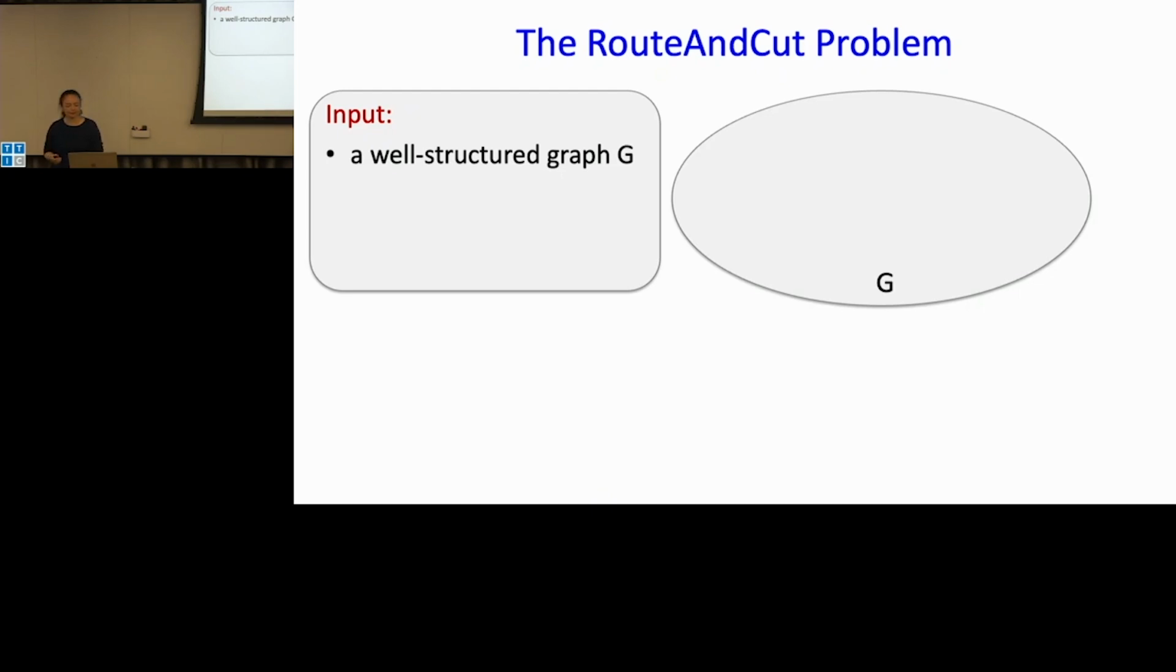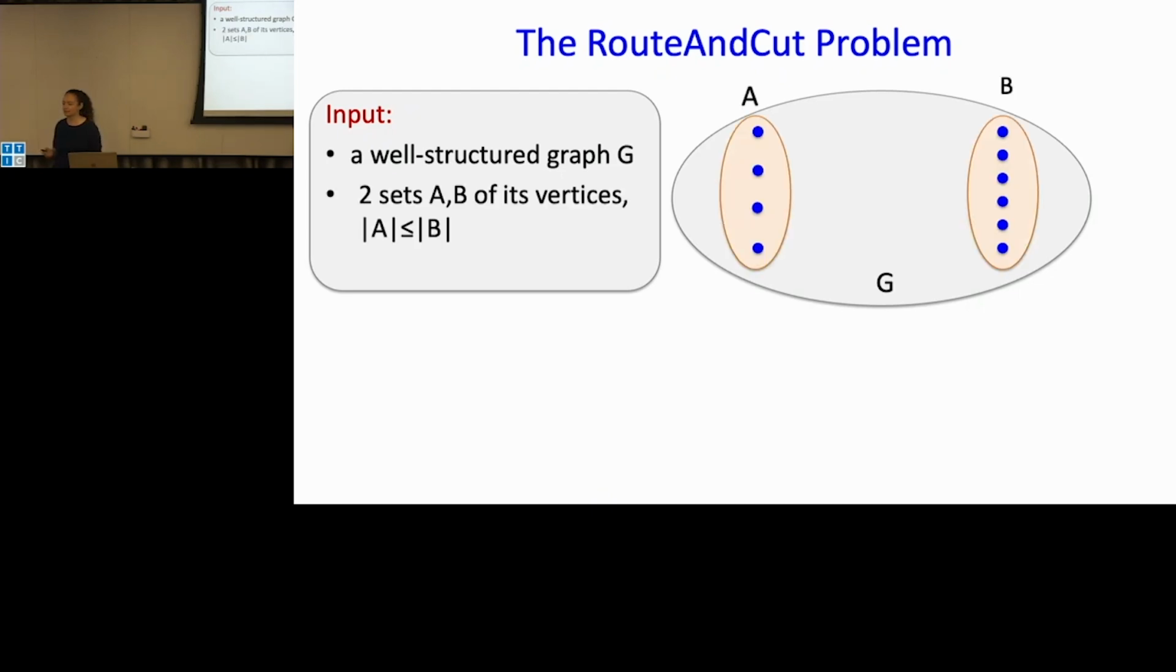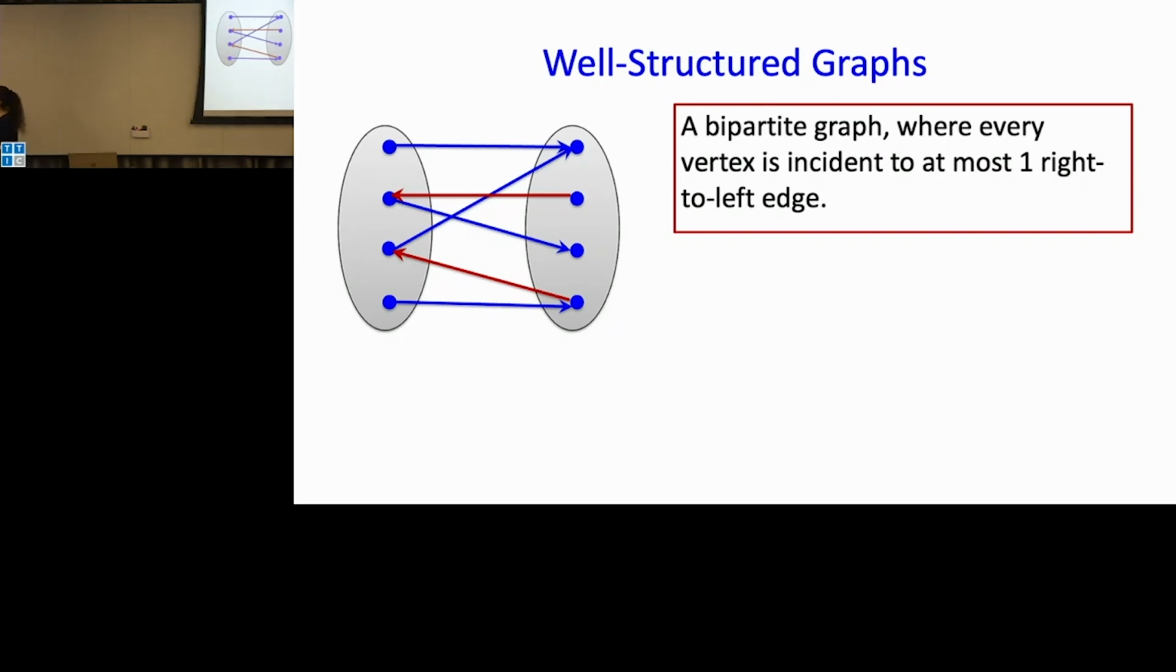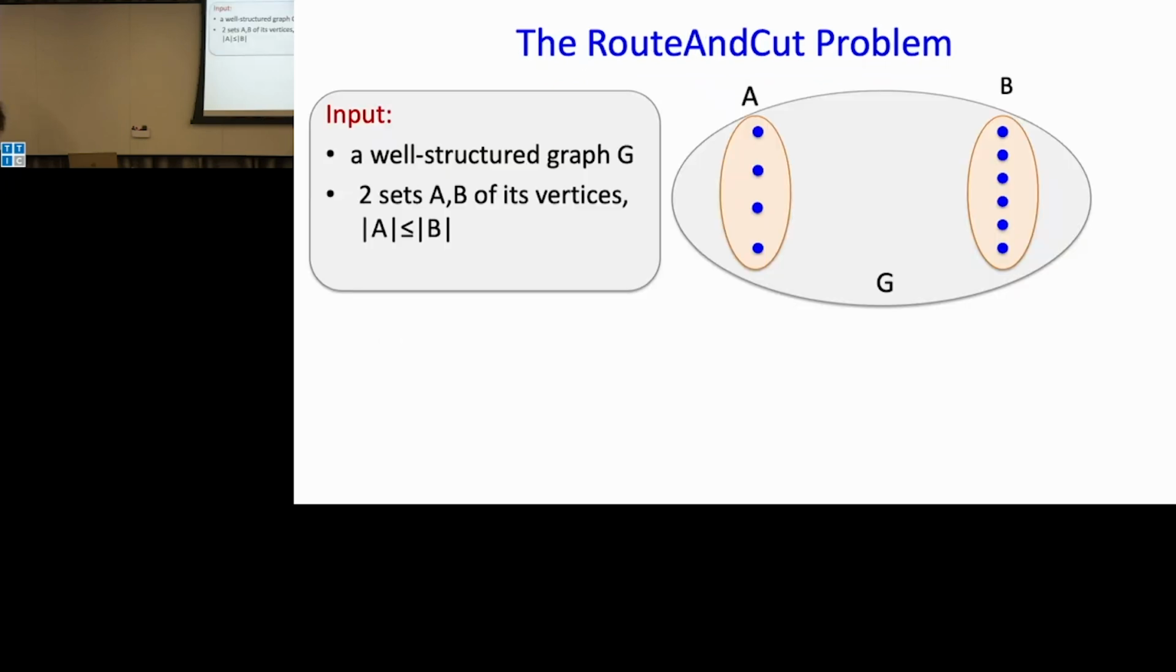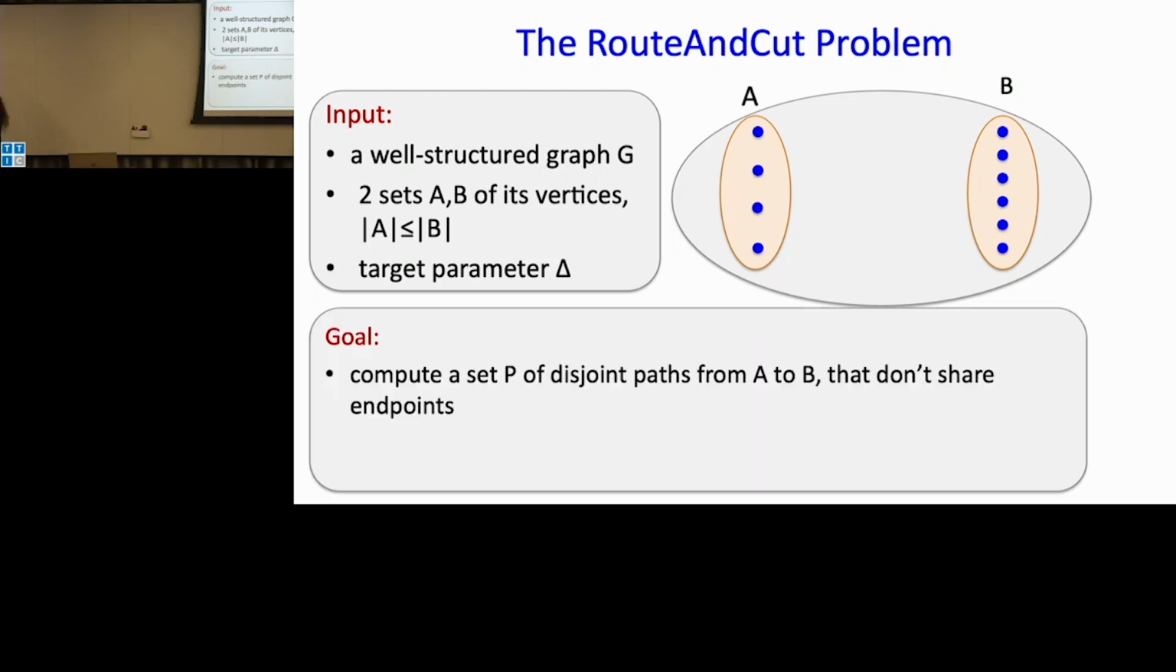So what is this route and cut problem? We start with a well-structured graph G, and we're given two sets A and B of its vertices. And we want to connect vertices of A to vertices of B with a lot of paths. And now remember, well-structured graphs already have this bipartition of vertices, right? So this has nothing to do with this A and B. Any vertex can be in A and any vertex can be in B. We're also given a target parameter delta, which means that we want delta disjoint A to B paths. So the algorithm needs to compute a collection of paths connecting A to B, and they need to be disjoint: inner vertices, endpoints, everything disjoint.